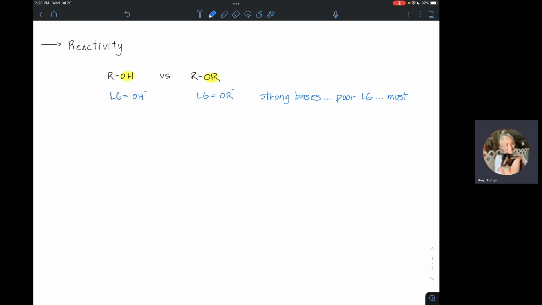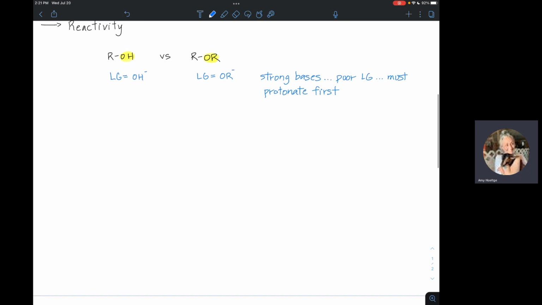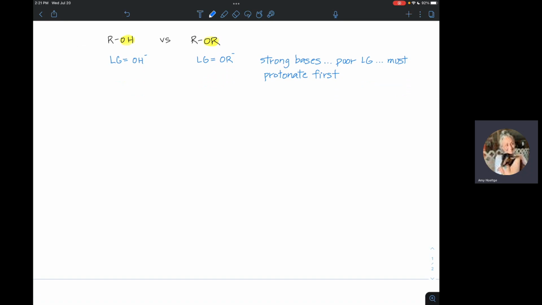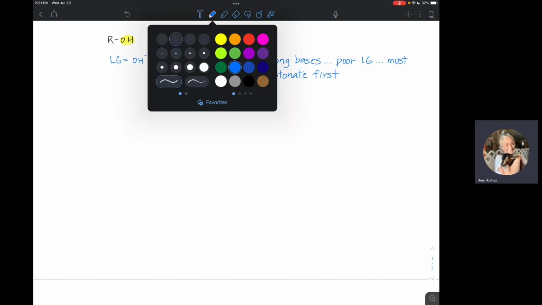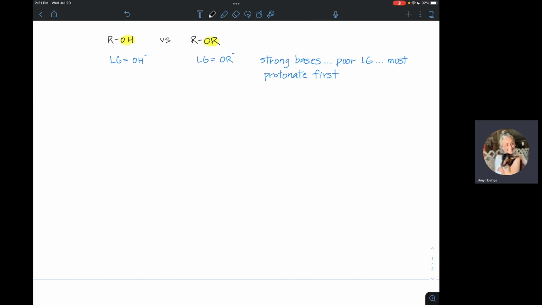So we must protonate first to create a good leaving group. In other words, if we were to protonate the hydroxide anion, you'd get water. That's a weak base. And if you were to protonate the alkoxide anion, you would have an alcohol, also a weak base. Both of those are decent leaving groups. And so in order to react ethers, just like we do with alcohols, we have to protonate them first. And you need a really strong acid too. So we refer to this as activating the ether.